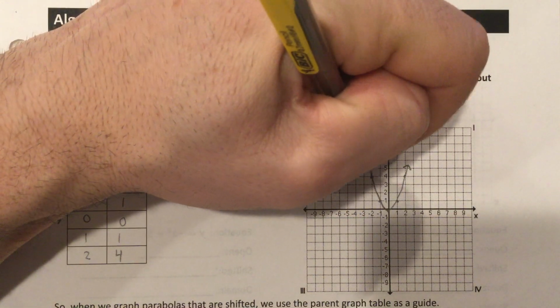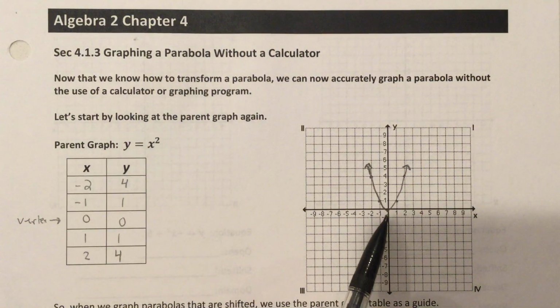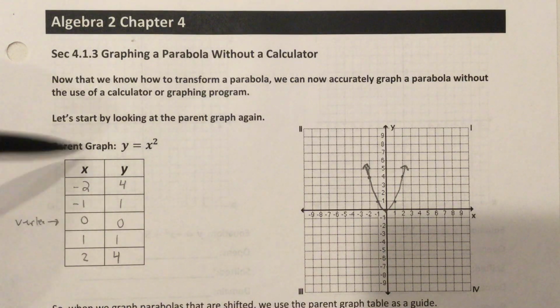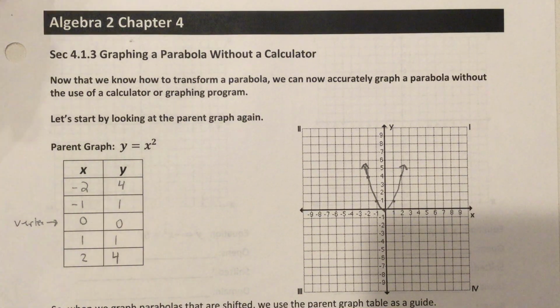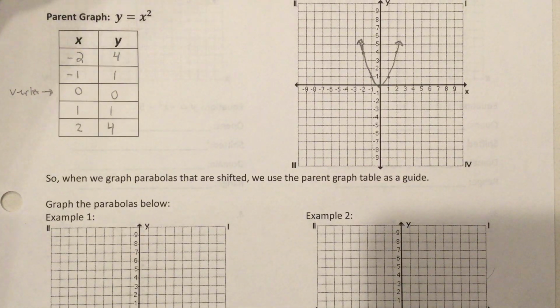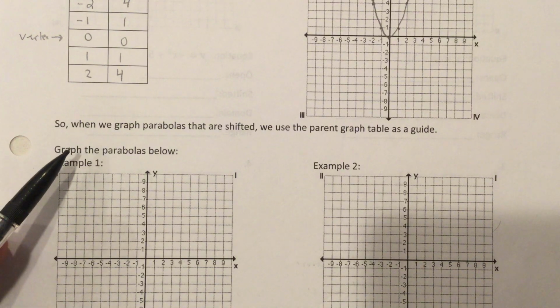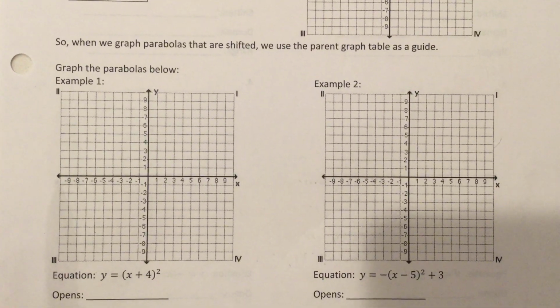What we're now going to do is use this same parent graph table, but move all of our points certain directions. We're going to use this parent graph table not as ordered pairs anymore, but as movements from our vertex. So when we graph parabolas that are shifted, we use the parent graph table as a guide.